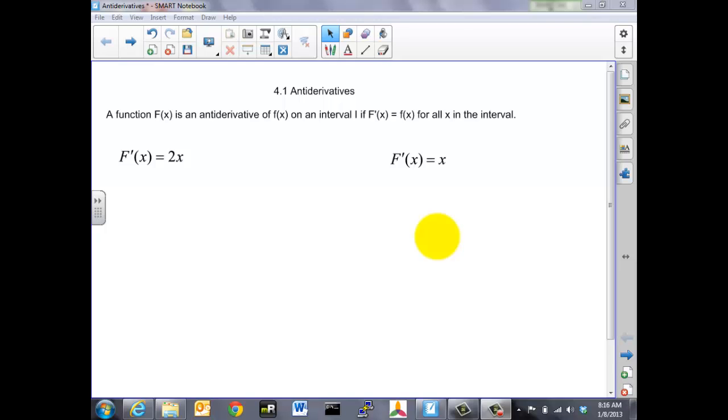So Riemann sums is important. It's something that we've done. We're going to find a shortcut for doing it most of the time here in the next week or so. But before we do that, we've got to learn something called antiderivatives, okay?